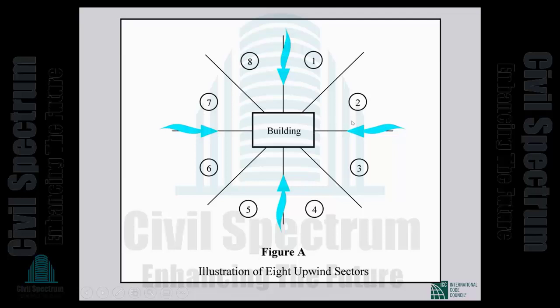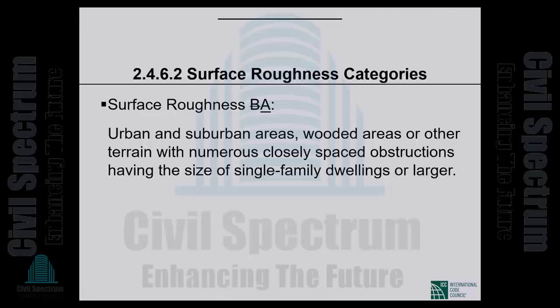Downwind will be away from the building, upwind. So for those two segments, you look at the roughness of the ground.